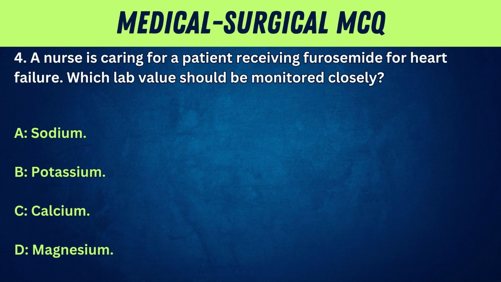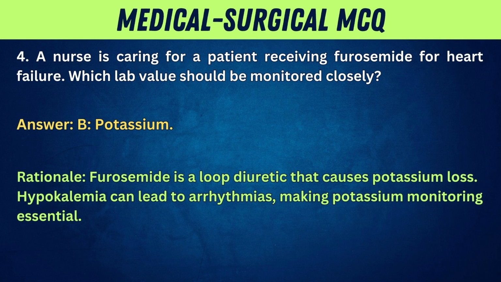4. A nurse is caring for a patient receiving furosemide for heart failure. Which lab value should be monitored closely? A. Sodium. B. Potassium. C. Calcium. D. Magnesium. Answer: B. Potassium. Rationale: Furosemide is a loop diuretic that causes potassium loss. Hypokalemia can lead to arrhythmias, making potassium monitoring essential.